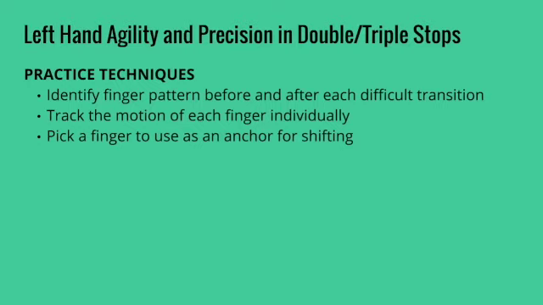You can check to make sure that the spacing between the fingers is correct. Maybe the spacing changes, but there's one finger that kind of anchors the motion. Look for things like that. And then also making sure to pick one finger to use as an anchor for shifting. So if you're shifting from one position to another, make sure that at least one finger is kind of staying on the string and leading the way through that shift.